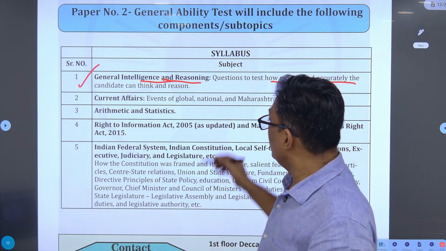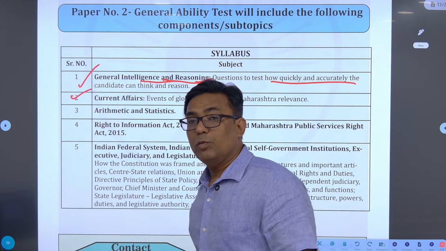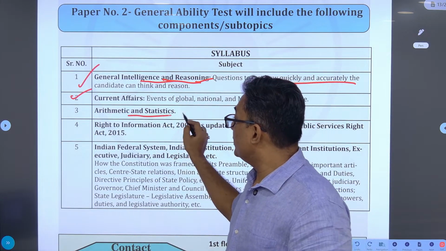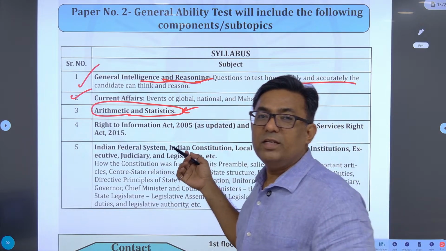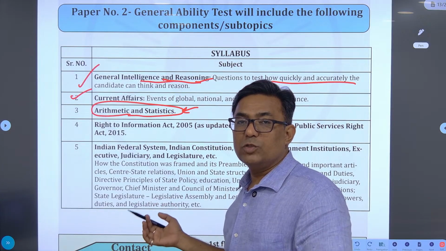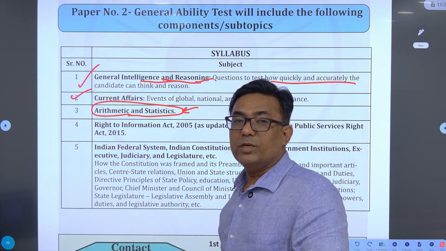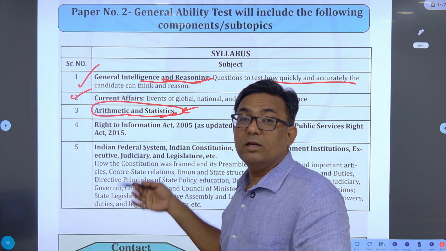Okay, so aptitude, reasoning, then you have current affairs, चालू घडामोडी, arithmetic and statistics. Here you will be having some mathematics section. Okay, but these are very simple calculations based on your 10th standard syllabus, not even the graduation level. So you'll be having percentage, you'll be having fractions, the same part which you have learned, not even in 10th standard, I would say 8th standard.